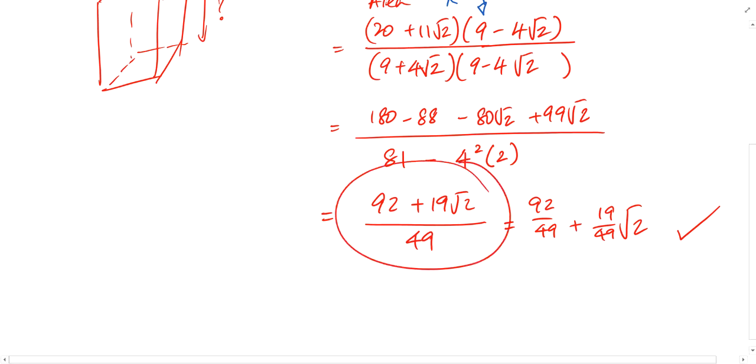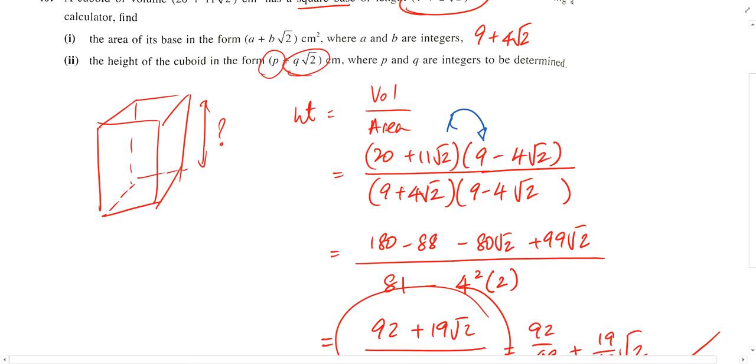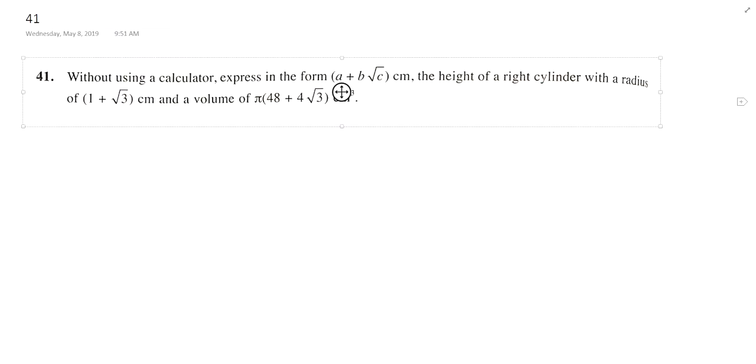This one? They want it this way. Something plus something without a fraction. Okay, next, 41.